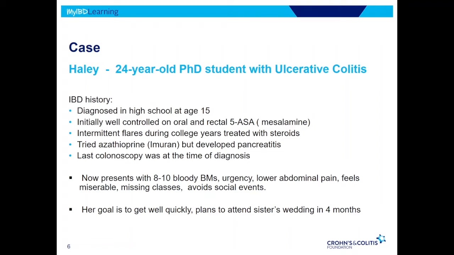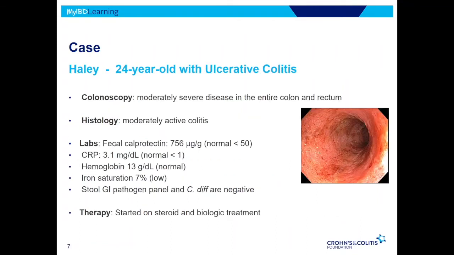She has been missing classes because of her symptoms, and because of the active symptoms she's not been able to participate in activities with her friends, and she's worried that she may not be able to attend her sister's wedding. So her goals are to actually get better so that she can go and attend her sister's wedding. On endoscopy, she had moderately active colonic inflammation, which is also confirmed by biopsies.